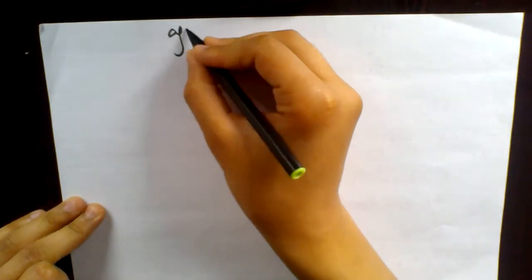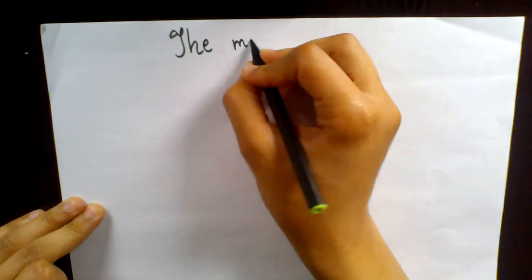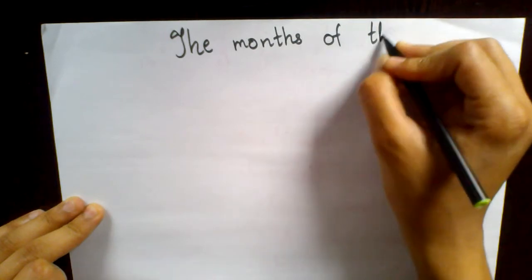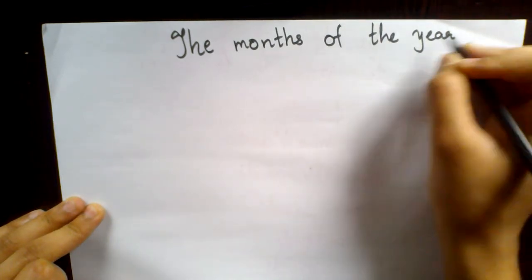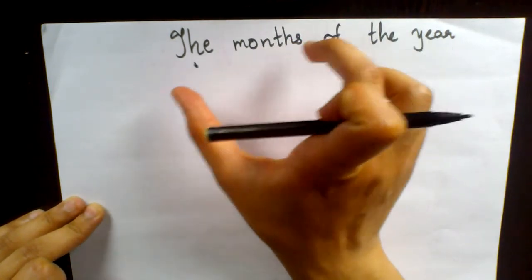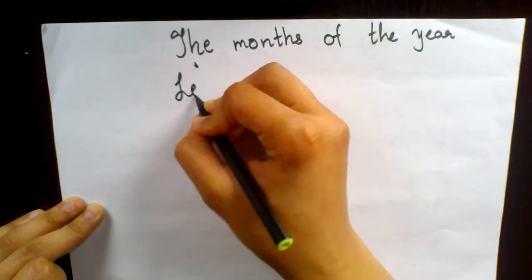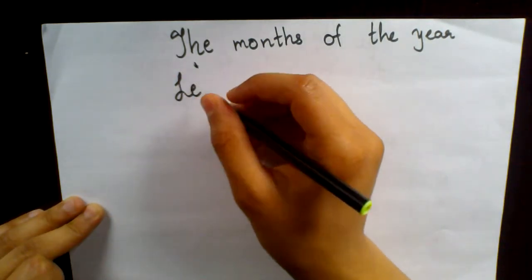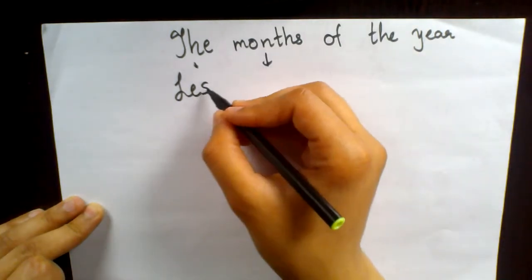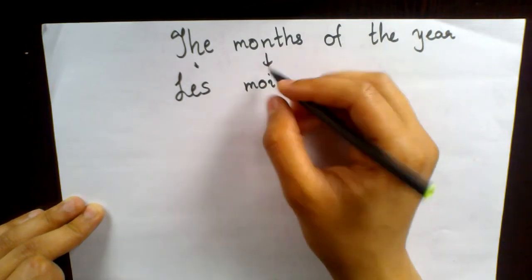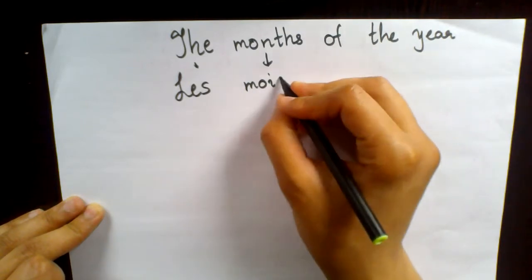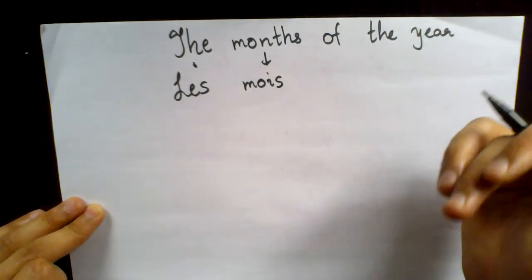Here we go. The months of the year. Because it is months, that makes it plural, and we use the definite article "les". Month is "mois", and if it is months you add an S, as I told you in the previous lectures.